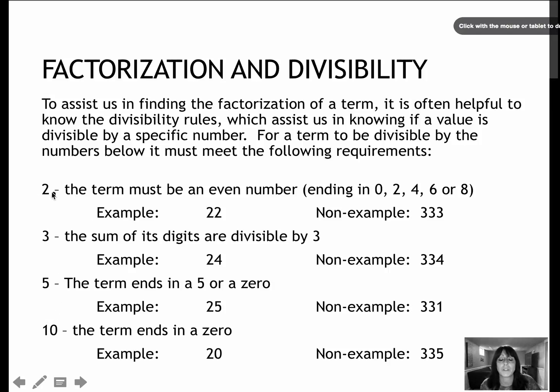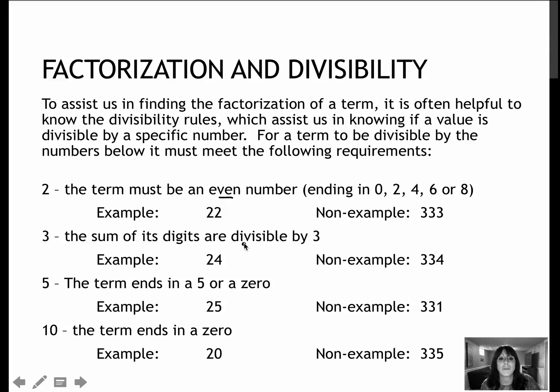To know if a number is divisible by 2, the number must be even, which means it has to end in a 0, 2, 4, 6, or 8. So it ends in an even number. Like 22 ends in a 2, so we know it's even. But 333 ends in a 3. This is an odd number, and therefore not divisible by 2.